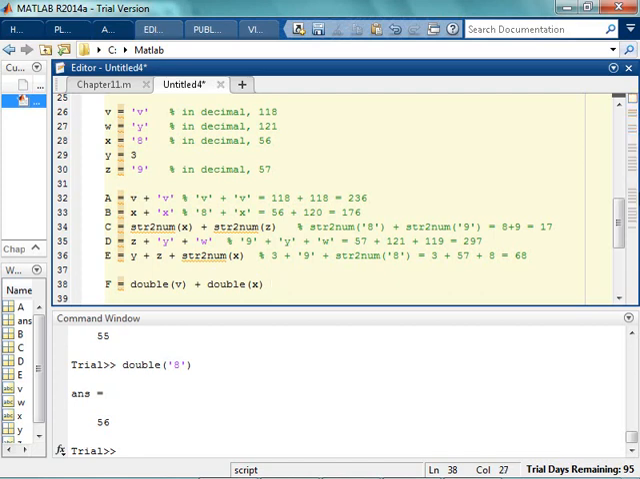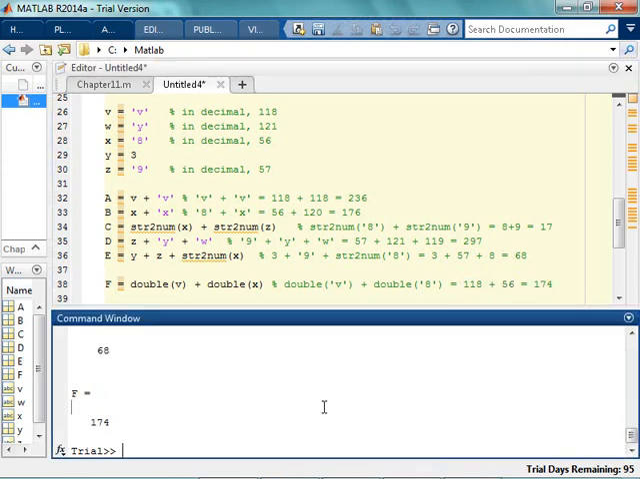Okay. So double v is going to be double of the actual value v, plus double of x. x was 8. So the double of v is going to be the decimal value of v, so that's 118, plus the double value of x, which is 56. I don't know what that is. It's 174. So they're actually going to give me the same thing.